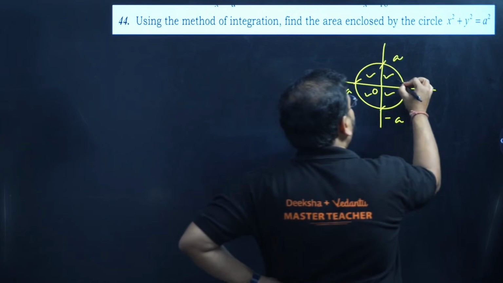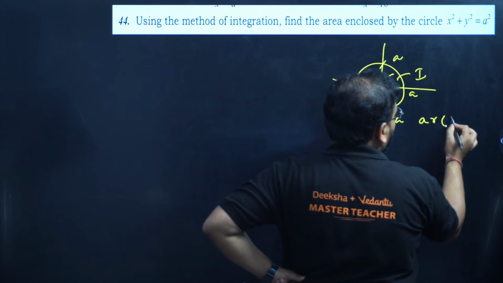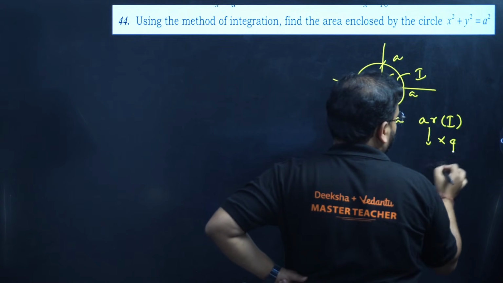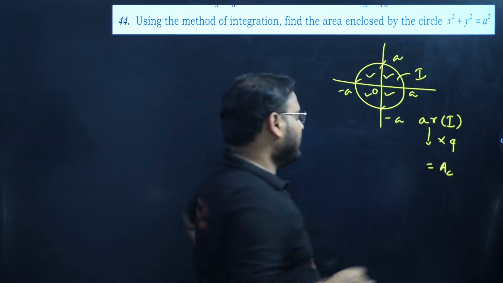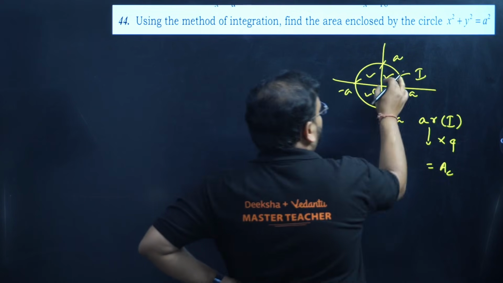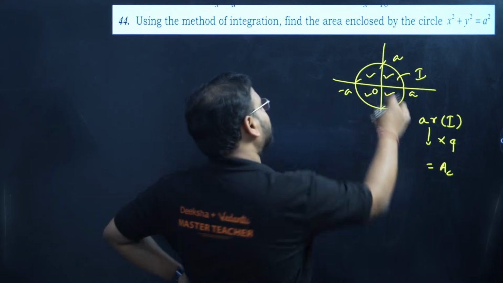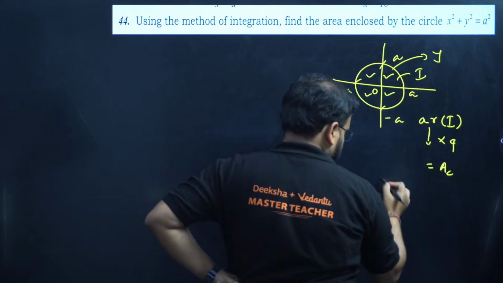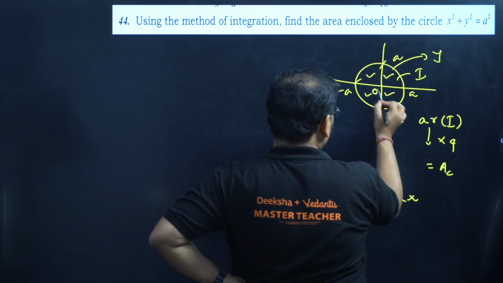So to get the area of this whole circle, we can find the area of part 1 and multiply by 4 to get the area of the circle. Let's find the area of part 1. How do you find the area of part 1? Integrate the equation of this curve, y dx, from where to where? Limit 0 to a.